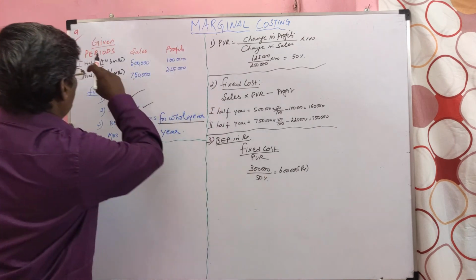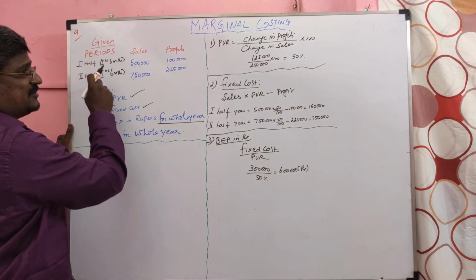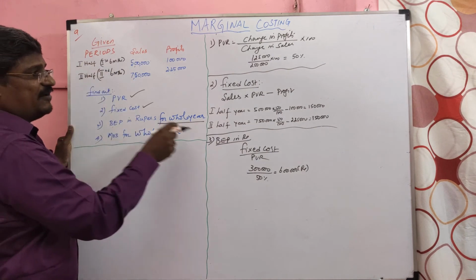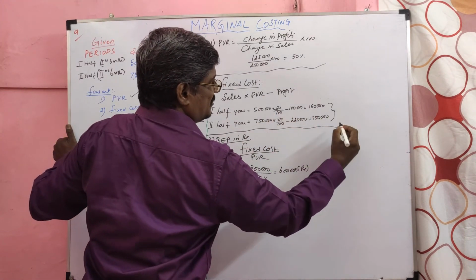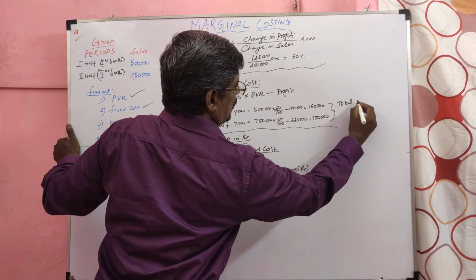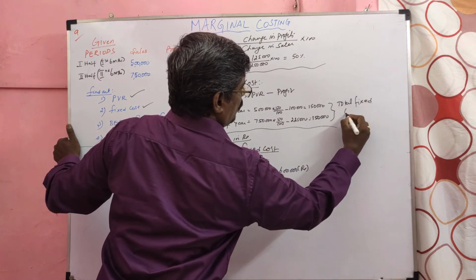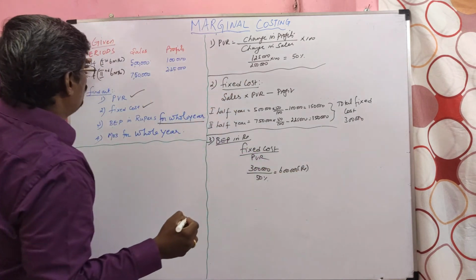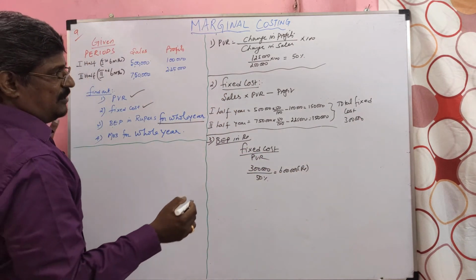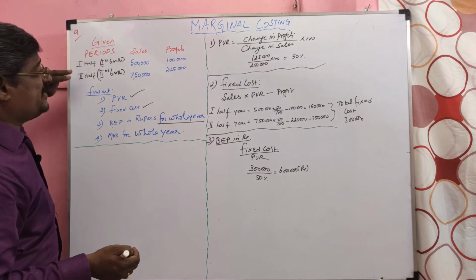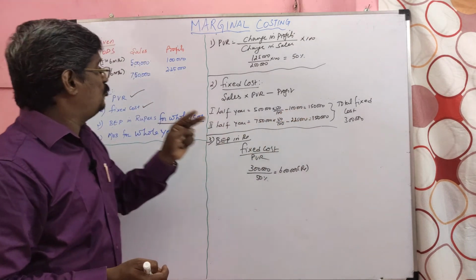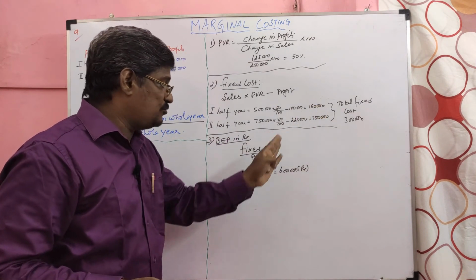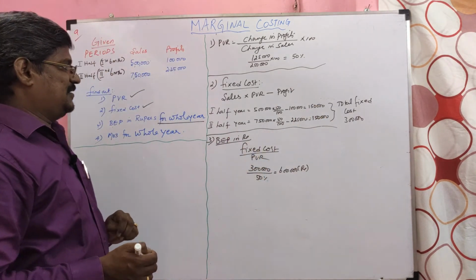If different years are given, 2016, 2017, take one fixed cost. If 2 periods are given, 2 half years are given, you have to add this fixed cost. So total fixed cost how much? 3 lakh. When we should use total fixed cost? If 2 half years are given. If 2 different years are given, we can take one fixed cost. 2 half year are given, you have to add that 2 half period fixed cost. You should write total fixed cost.